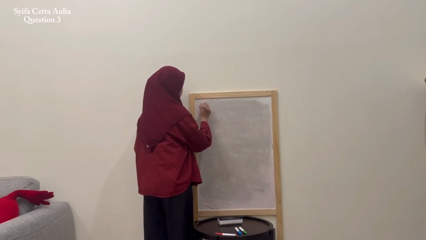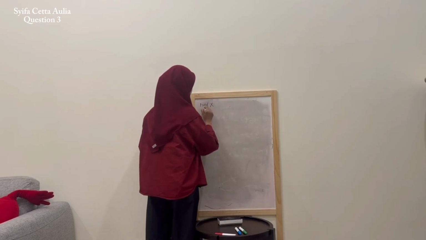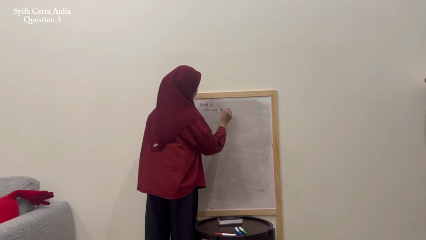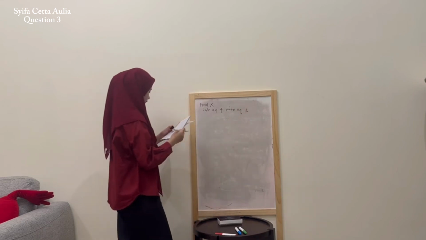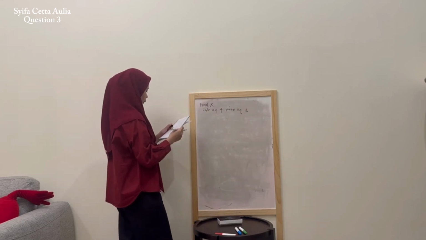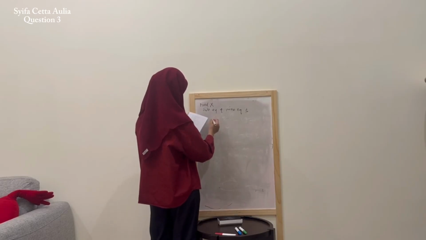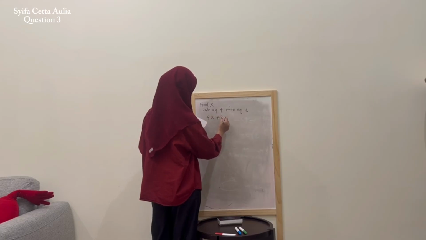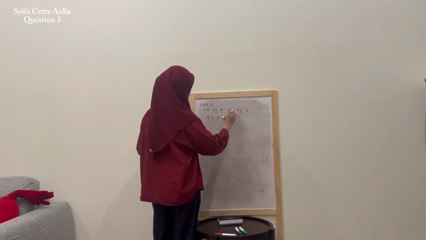Find x. Substitute equation 4 into equation 3. We know that equation 4 is 4x plus 2y equal to 40. Then we substitute in with equation 3.